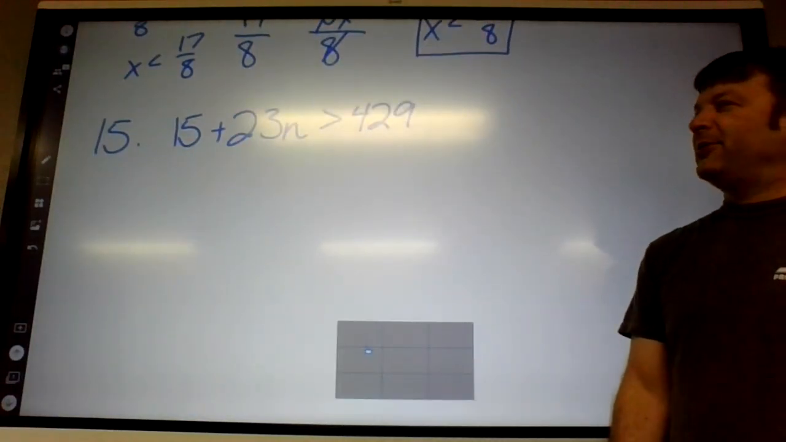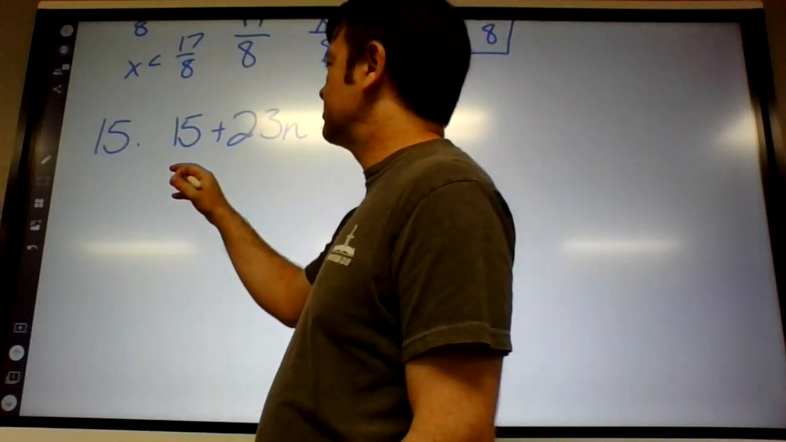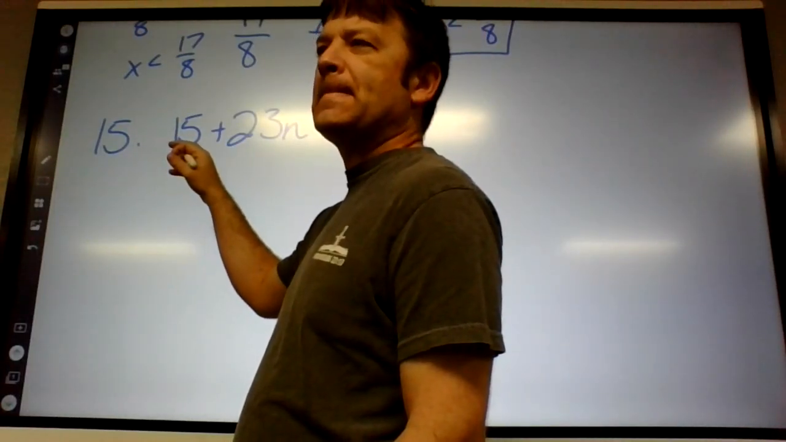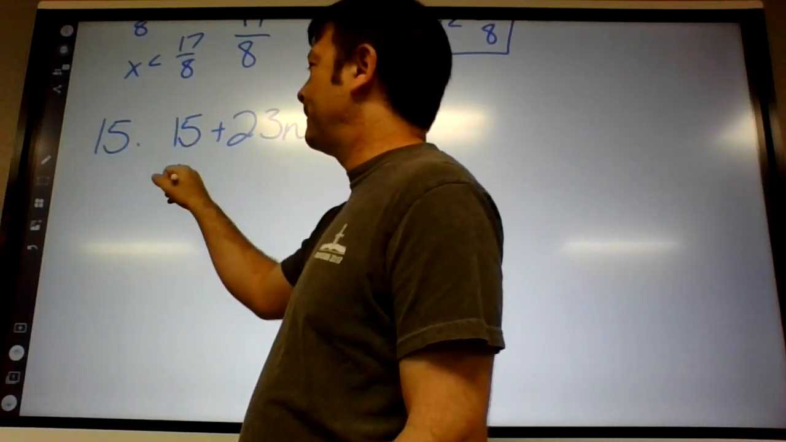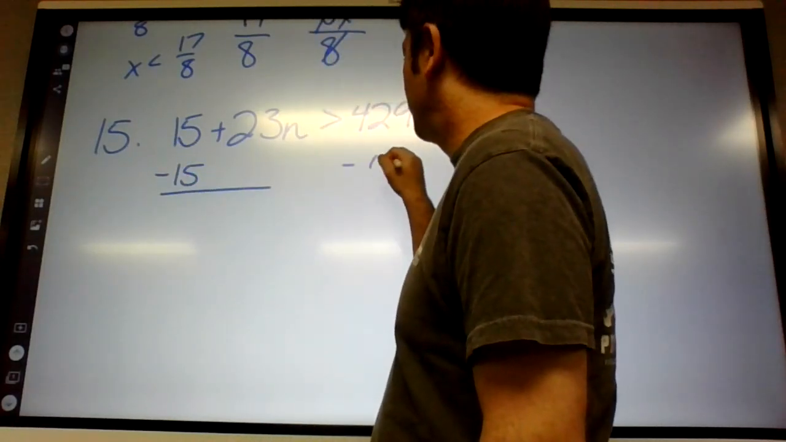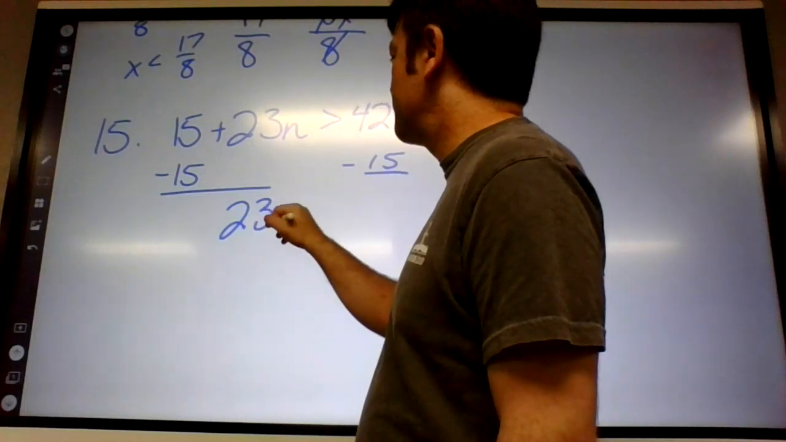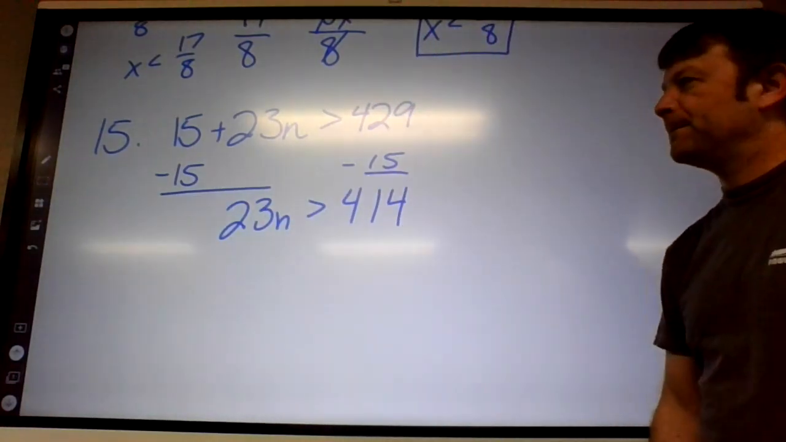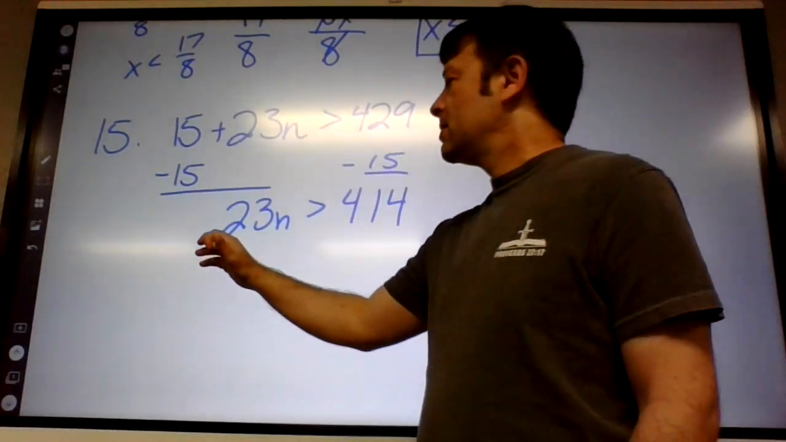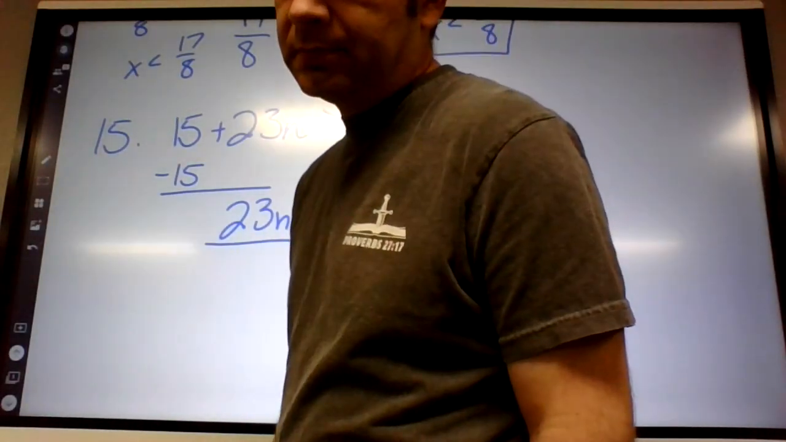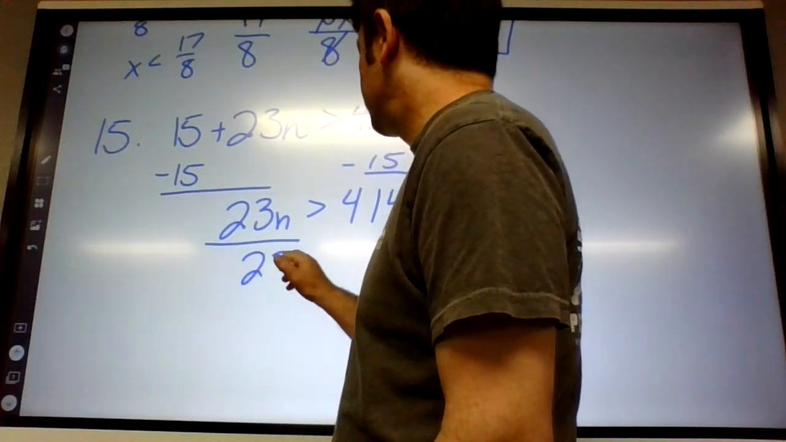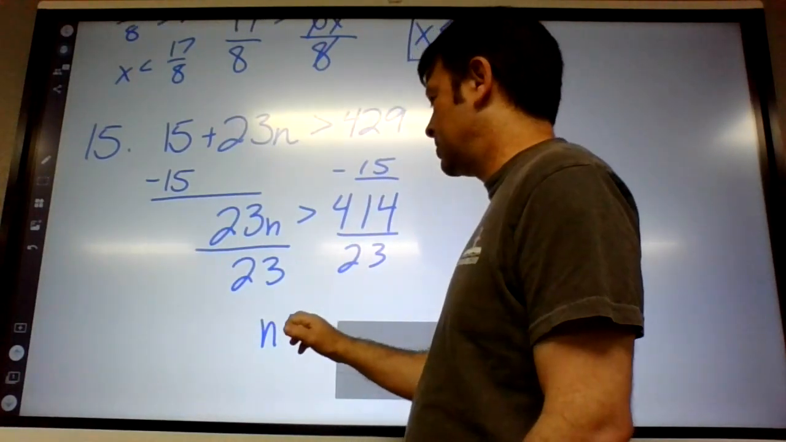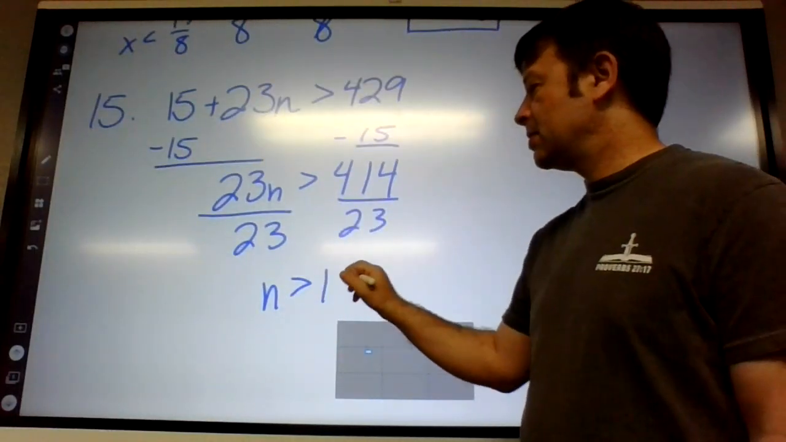Okay, now what do I do? Now what do I do? You subtract 15. 429 minus 15 is 414. Then you divide it by 23. And then it's greater than like 100 and something. No, not that big. It's greater than 18.